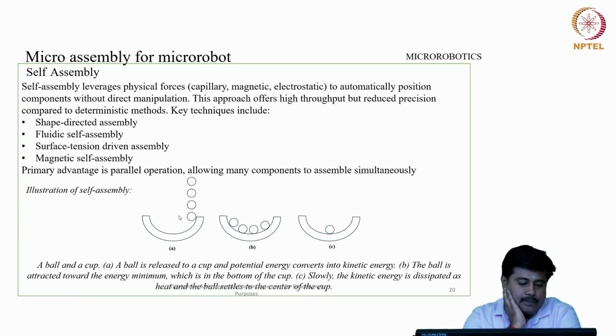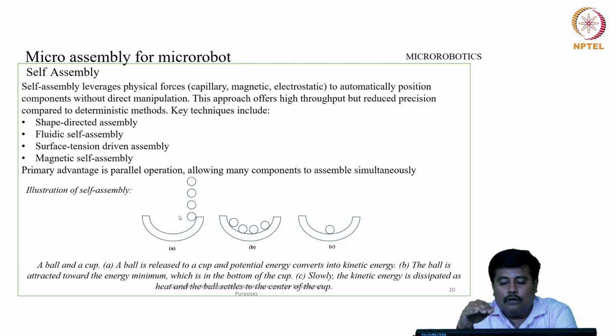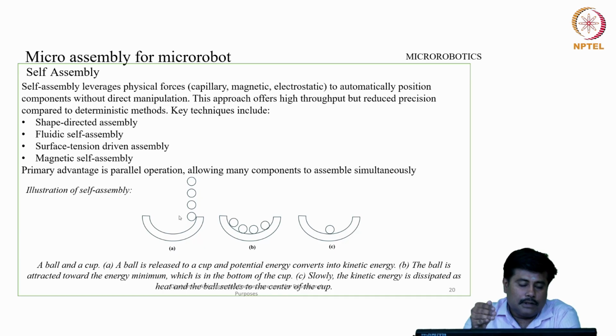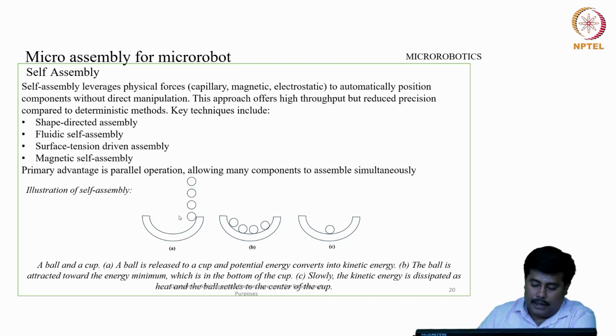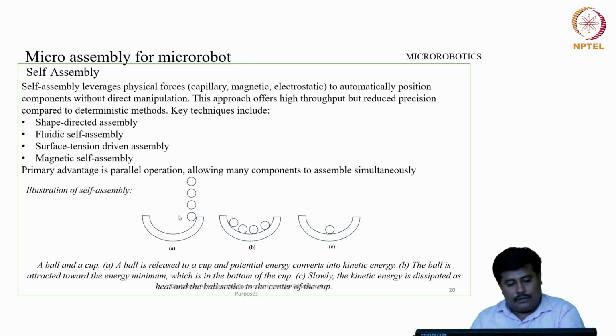From the self-assembly perspective, self-assembly leverages physical forces. Ideally it uses capillary, magnetic and electrostatic forces to automatically position the component without direct manipulation. This approach offers high throughput but reduced precision compared to deterministic methods. Some of the key techniques include shape directed assembly, fluidic self-assembly, surface tension driven assembly, and magnetic self-assembly. So these are some of the configurations with reference to assembly.